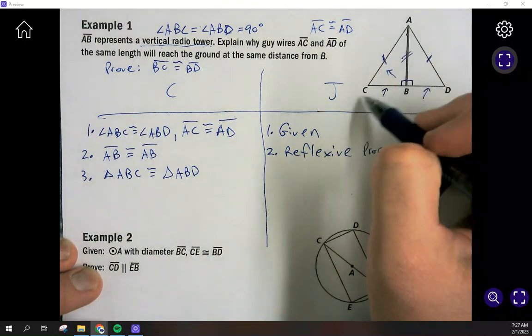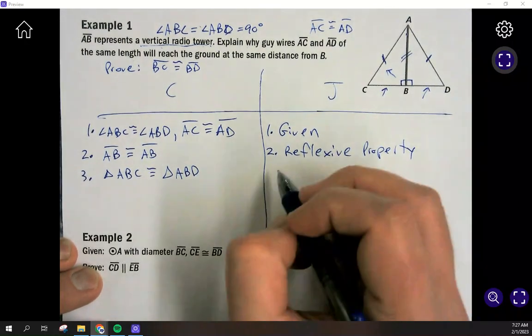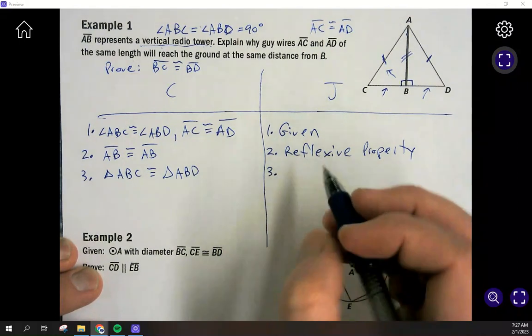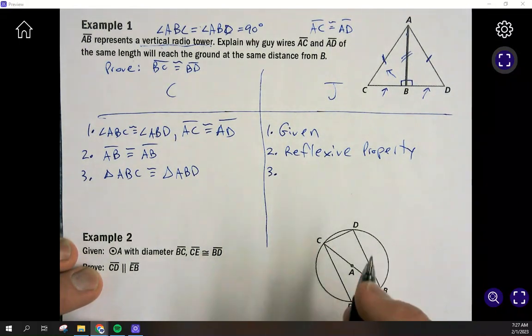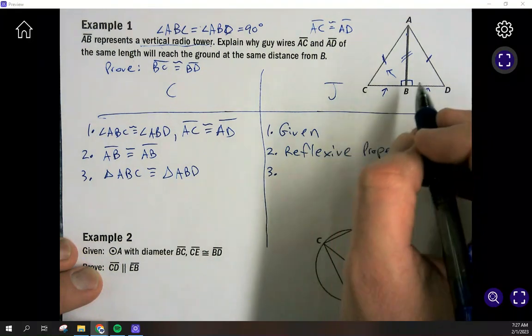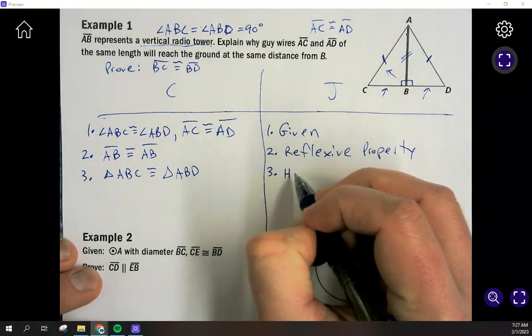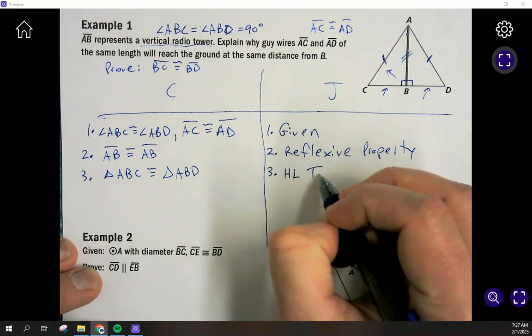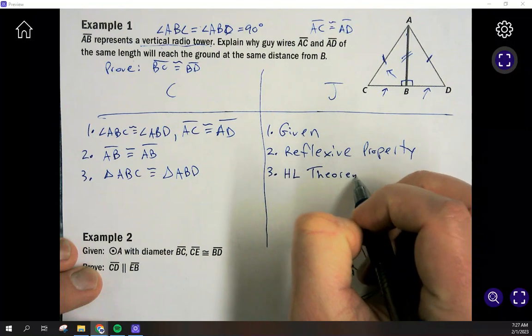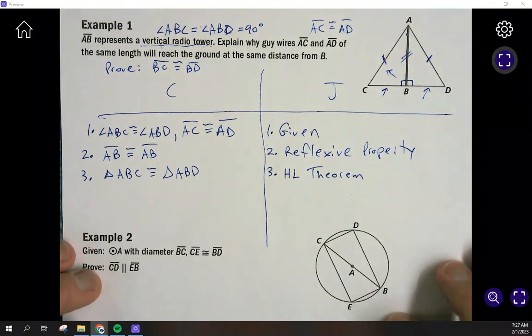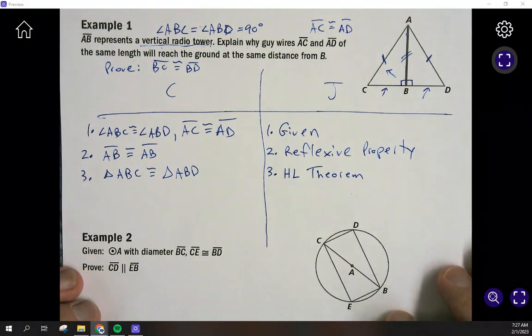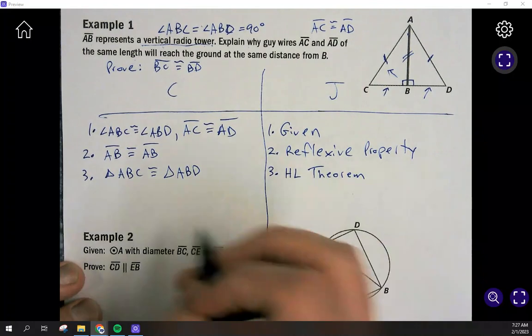Make sure that they match up with the corresponding vertices. And now this is where we normally would say SAS, SSS. So now because we have that 90-degree angle, this is our HL theorem. And just like we sometimes say SAS, you can just say HL. That is perfectly fine.